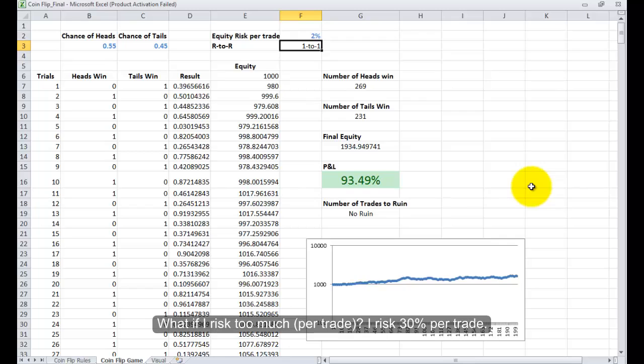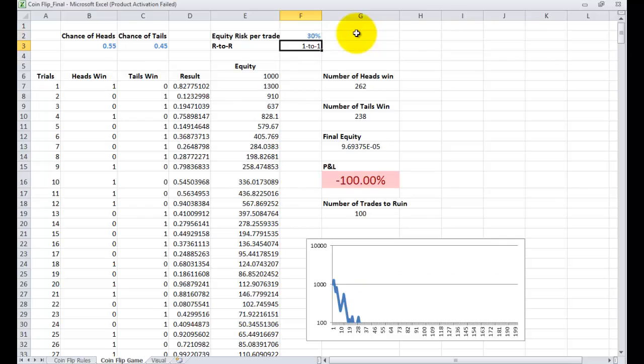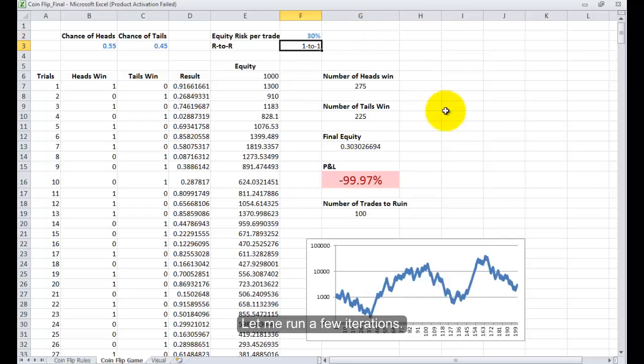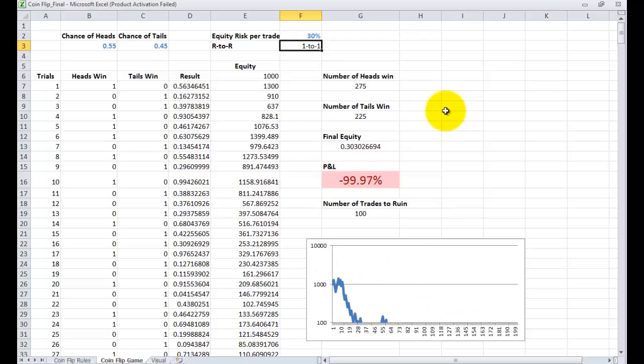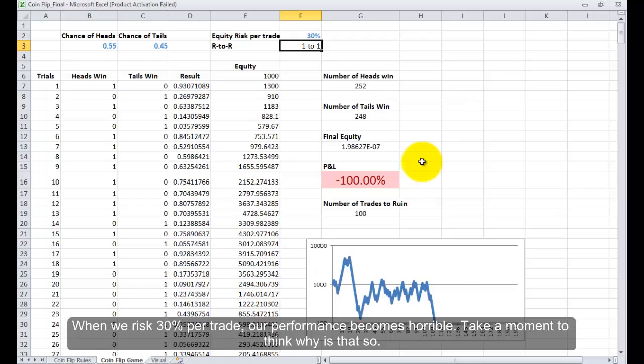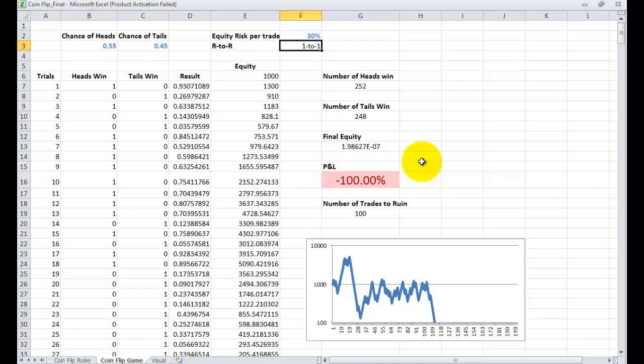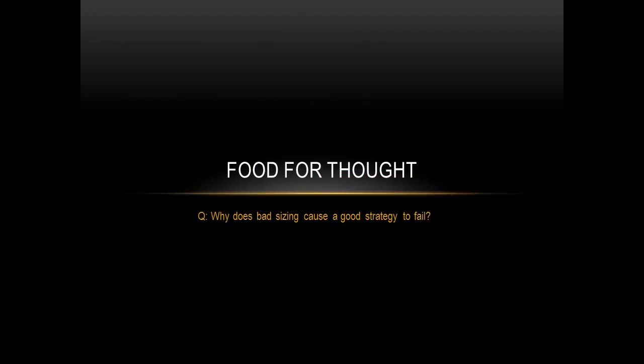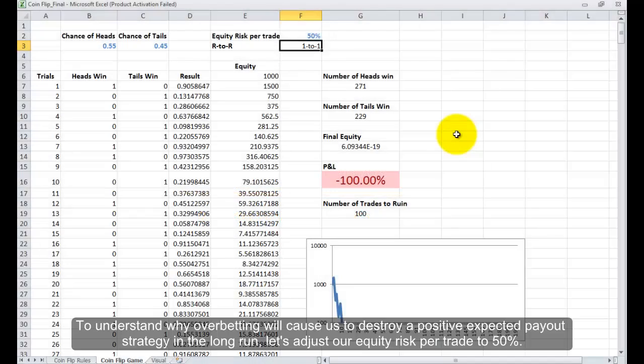But what if I risk too much? I risk 30% per trade. Let me run a few iterations. When we risk 30% per trade, our performance becomes horrible. Take a moment to think why is that so. To understand why overbetting will cause us to destroy a positive expected payout strategy in the long run, let's adjust our equity risk per trade to 50%.